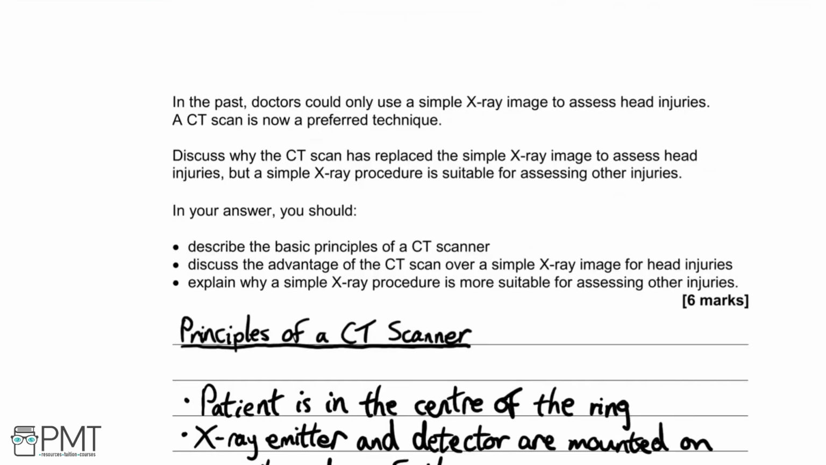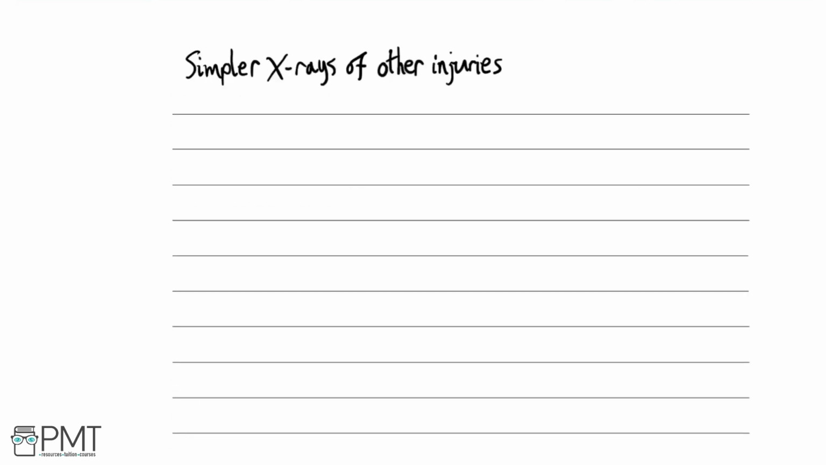If I just tick these off here as we go, we now just need to talk about a simpler X-ray procedure and why that would be better for other injuries other than the head. So the first thing to say, obviously, is that where you don't have to keep a patient still inside a ring of detectors and take a large number of photos over a long period of time, it's going to be much easier for the patient themselves. And because we're keeping the machine running for a shorter period of time for a simple X-ray, it's going to be cheaper as well. So that would be our first point.